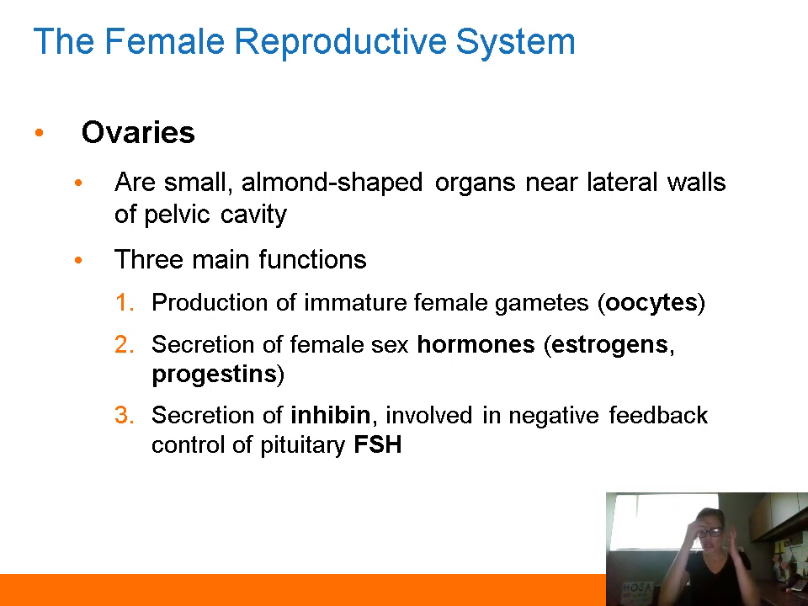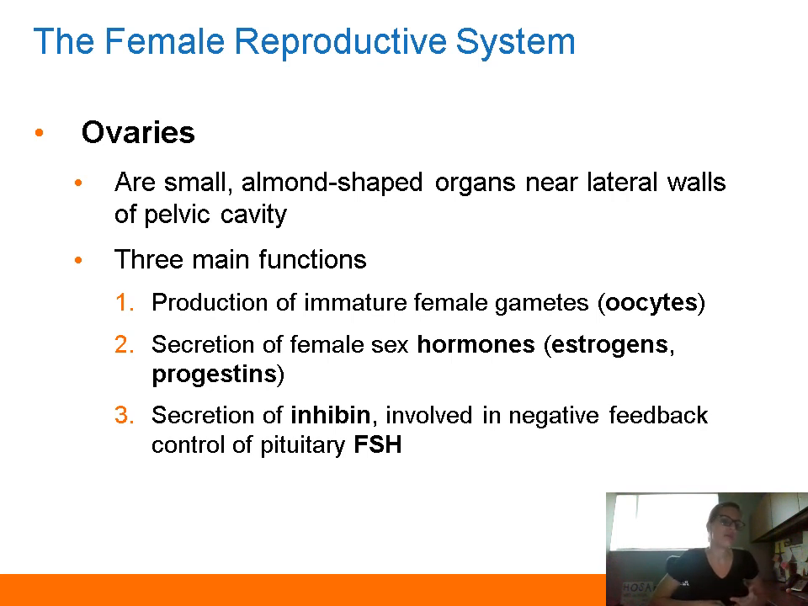All right, so we're going to talk about each of these parts of the female reproductive system in more detail, starting with the ovaries. So women have a pair of ovaries. There are two ovaries, which are relatively small, almond-shaped glands that are located near the lateral walls of the pelvic cavity. Remember from lab that the ovaries are located on either side of the uterus, again, laterally positioned on the sides of the pelvic cavity.